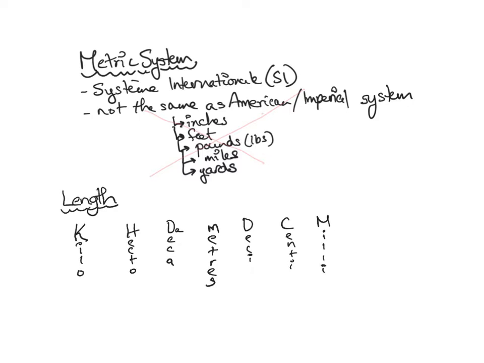So in the case of length, you would have all of these prefixes with the M. So you, for example, have kilometers, hectometers, decameters, decimeters, centimeters, and millimeters.